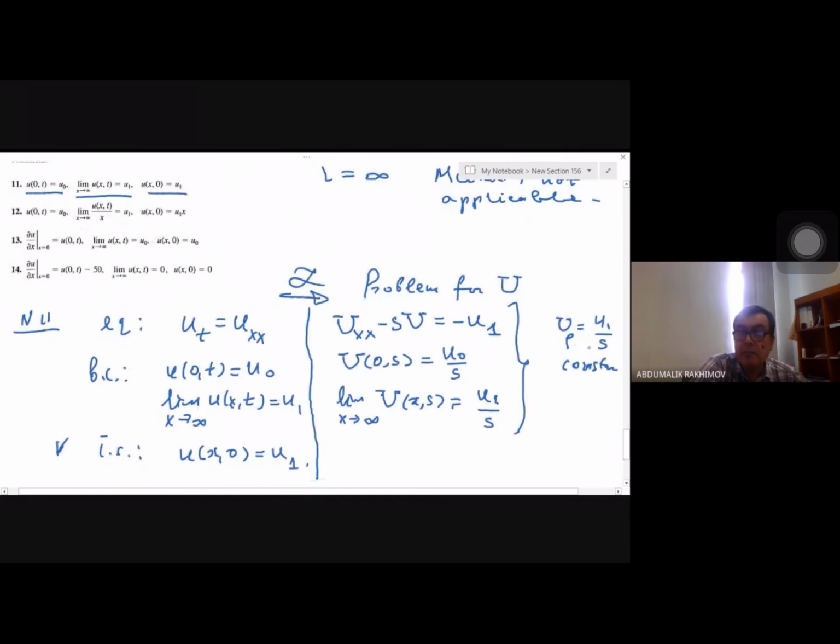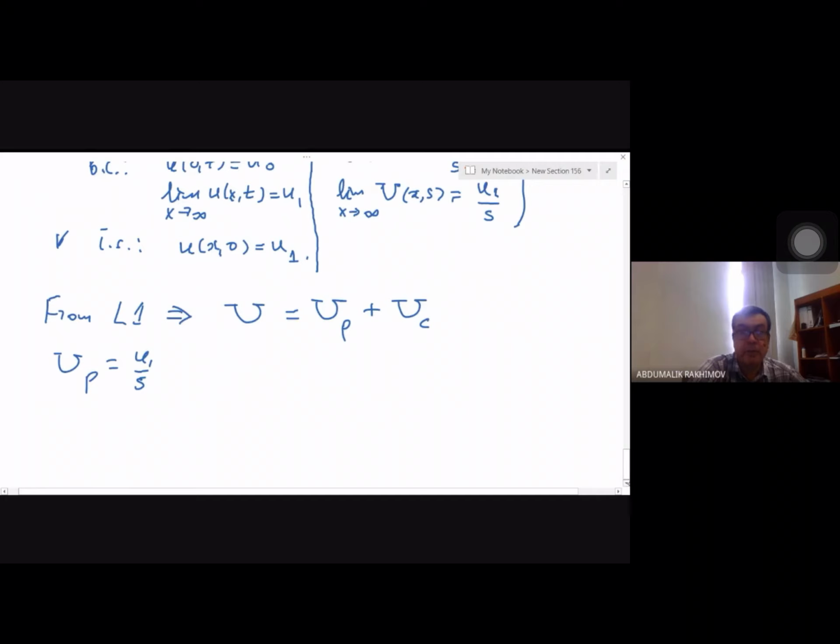It is a constant with respect to x, right? Then the derivative is equal to 0. The derivative of up is equal to 0. Then when you substitute up here, s will cancel with s. The result will be minus u1. So up is a particular solution. We verified it also. It's done.